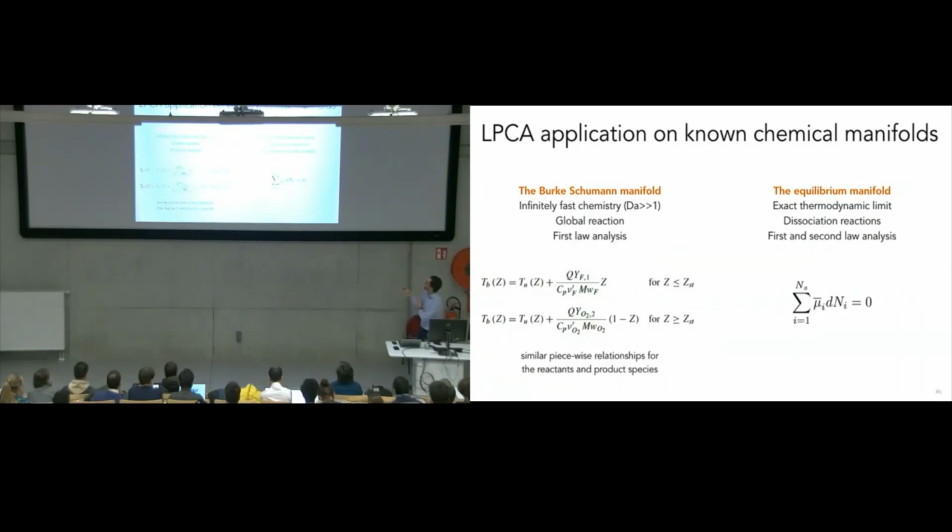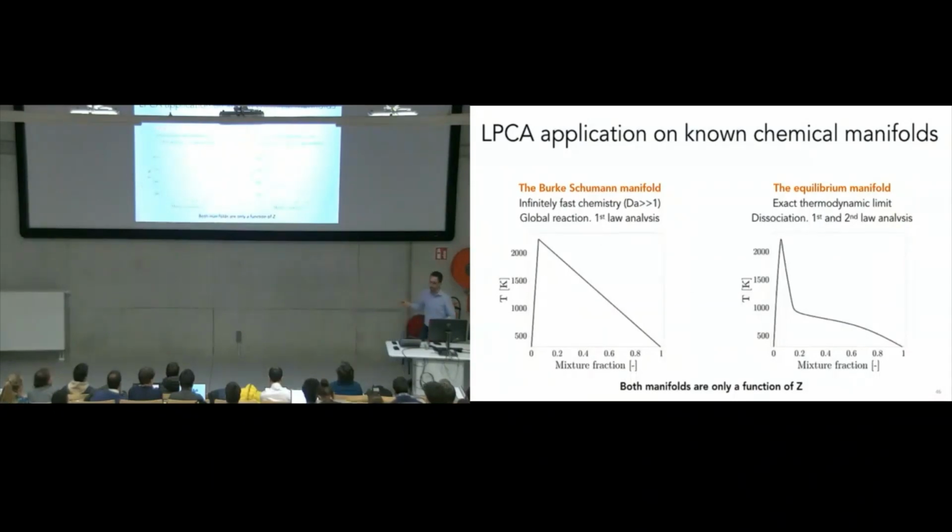In the equilibrium manifold, we use the first and second law analysis, and we minimize the Gibbs free energy of formation. This is how we get it. So these are the two manifolds that we get. You see that in one case, it's a piecewise linear function of Z. In this case, it's more complicated because it also involves dissociation reactions and so on. Now, if VQPCA is really a good feature extraction method, what do you expect when you apply it to this manifold? What do you think?